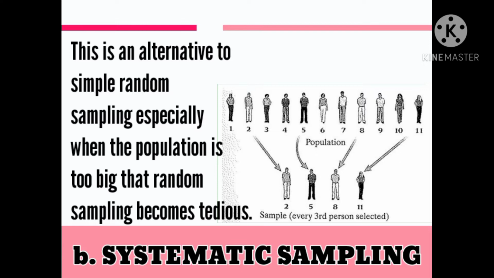For example, all employees of the company are listed in alphabetical order from the first 11 numbers. You randomly select a starting point, number 2. From number 2 onwards, every third person on the list is selected. So, you have 2, 5, 8, and 11. If you use this technique, it is important to make sure that there is no hidden pattern in the list that might skew the sample.